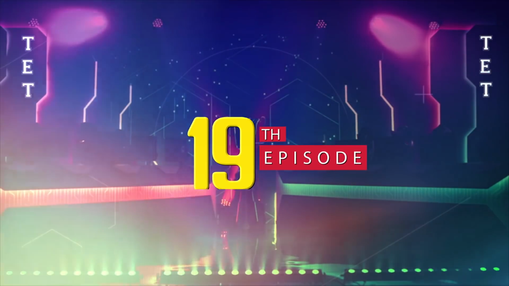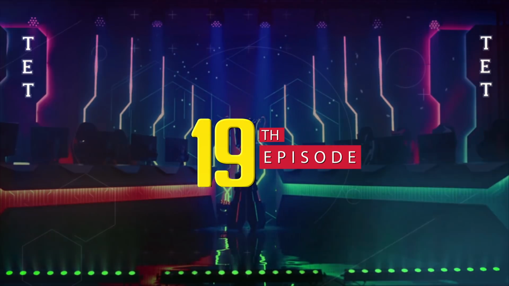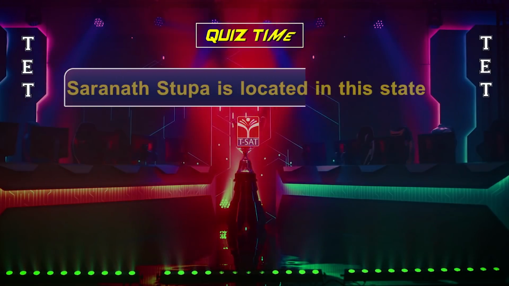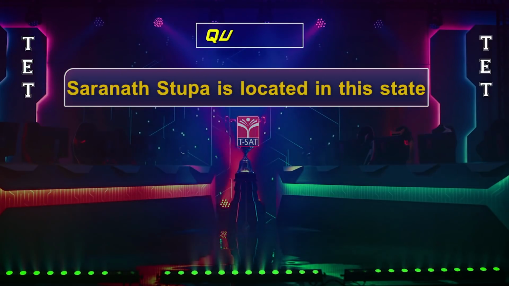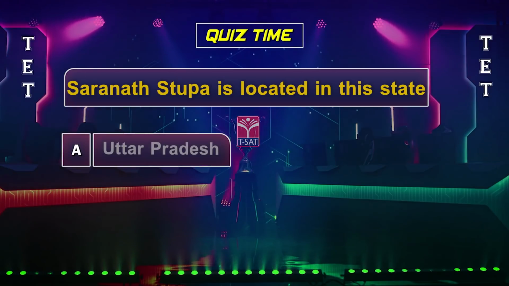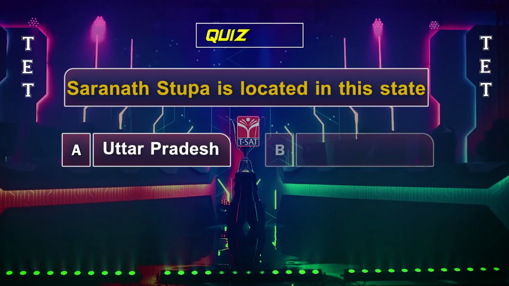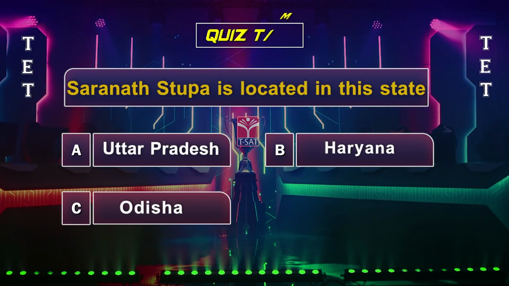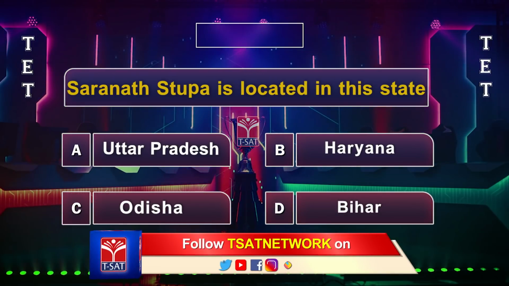TET 19th episode. First question. Sarnath Stupa is located in this state. Option A, Uttar Pradesh. Option B, Haryana. Option C, Odisha. Option D, Bihar. Your time starts now.